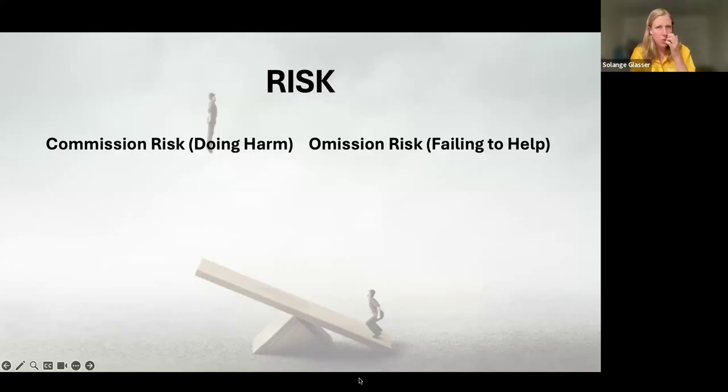Has anyone here in the call heard these two terms before? Or is this brand new information? I love a bit of Phoebe style, brand new information. All right, so commission risk and omission risk.